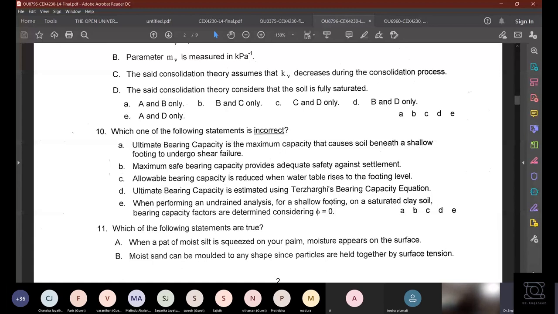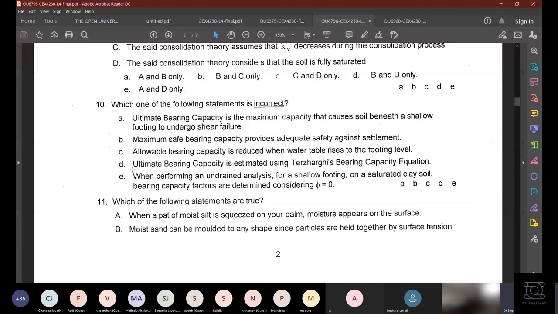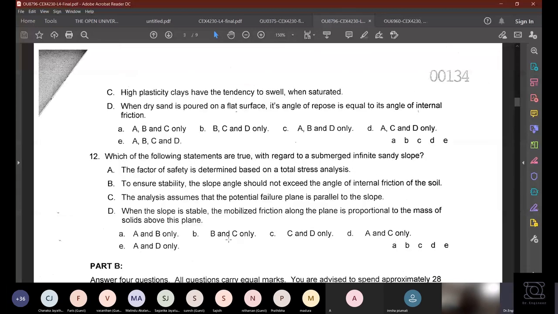Next, again, they're asking which statements are true. When a pat of moist silt is squeezed on your palm, moisture appears on the surface. No, the moisture goes into the sample, not appearing. So A is wrong. Moist sand can be molded to any shape since particles are held together by surface tension. That is true. High plasticity clay has high tendency to swell when saturated. Yes, swelling means they increase in volume. That is also true.